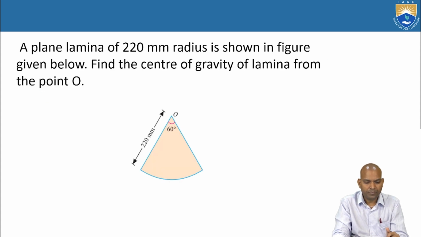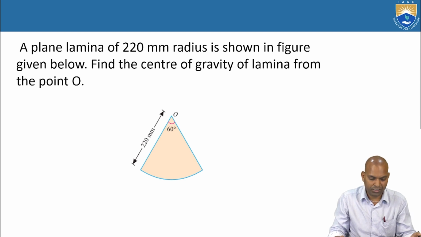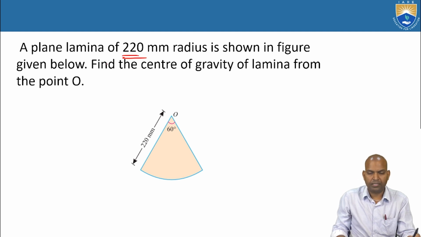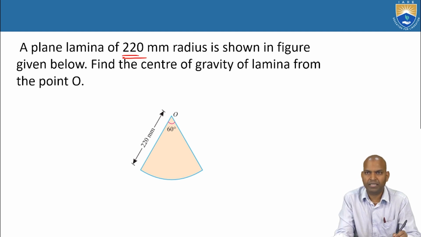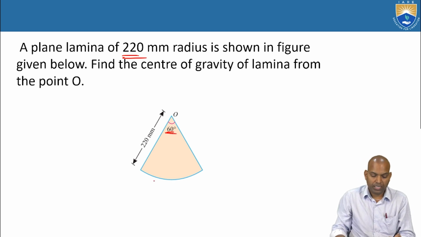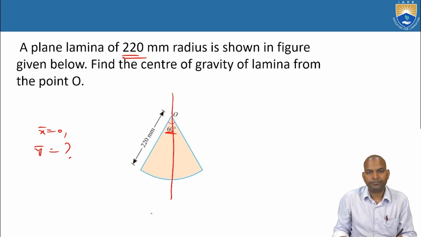This is the plane lamina, known as the circular sector. To find out the centroid of the circular sector, the plane has a radius of 220 millimeters, and the angle given here is 60 degrees. It is symmetrical about the vertical axis. So bar x equals 0. What is to be found? Bar y.